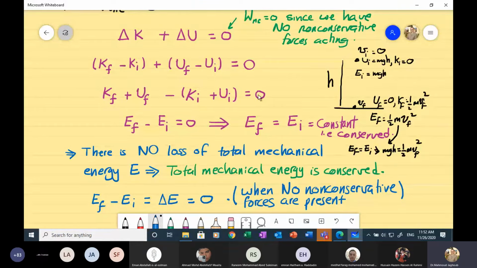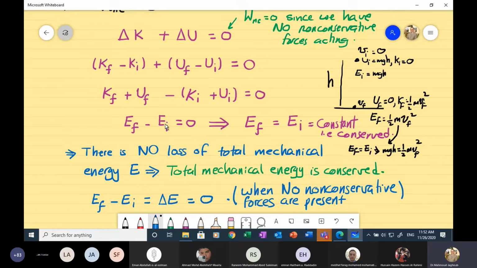All that equals what? To 0. But we know that K plus U is E. Since final and initial, we get E final minus E initial, the final total mechanical energy minus the initial total mechanical energy, equals what? Equals 0.